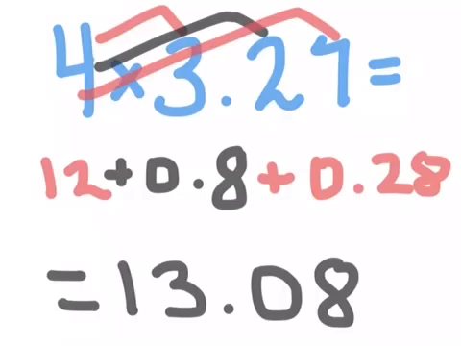Don't forget that when we multiply, order doesn't matter. So if it were 3 and 27 hundredths times 4, I would still get the same answer.